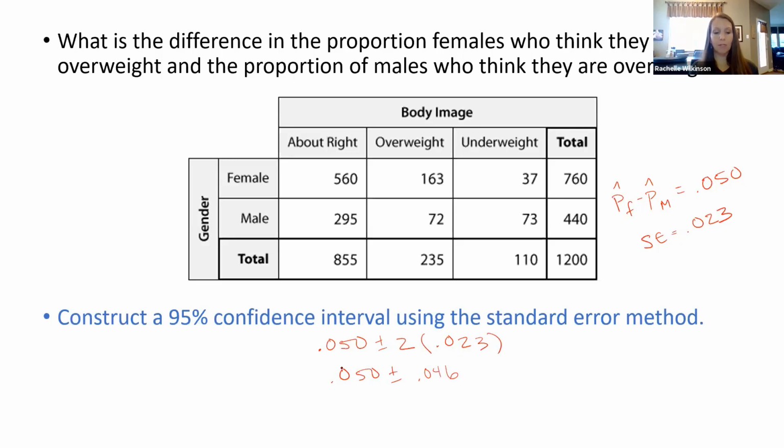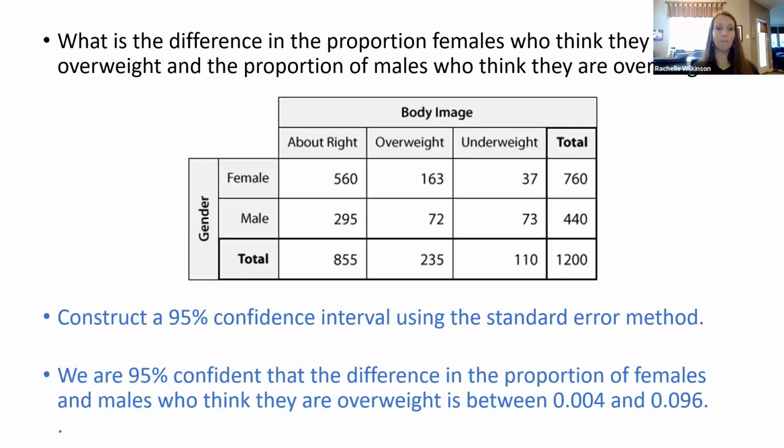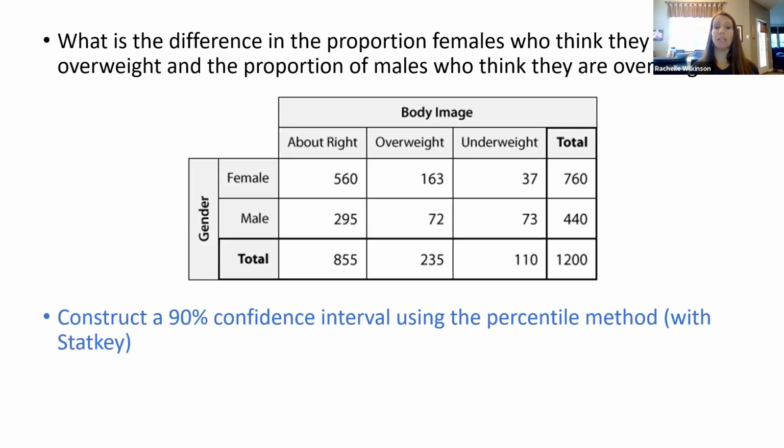Now I'm going to take 0.05 minus 0.046, which is 0.004, and 0.05 plus 0.046, which gives me 0.096. So this is going to be my confidence interval. Now I'm going to write my conclusion sentence about the confidence interval. We are 95% confident that the difference in the proportion of females and males who think they are overweight is between 0.004 and 0.096.